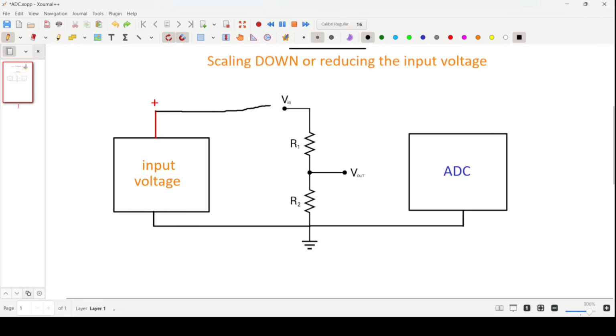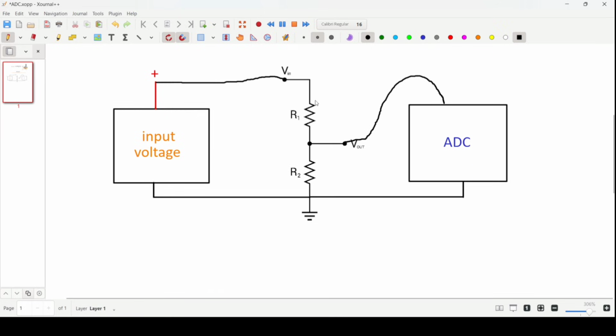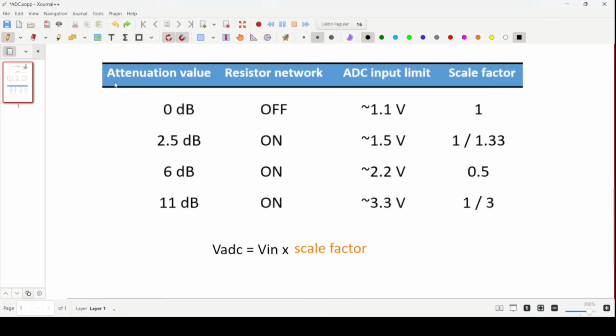So in this case this terminal is first connected to the Vin terminal of this voltage divider, and obviously the voltage value at this terminal Vout will be less than Vin, and then this Vout value is further fed into the ADC. So this resistor network is designed such that the voltage value at this terminal is always 1.1 volt. In this table 4 parameters are given: attenuation value, resistor network status, ADC input limit, and here this voltage is the maximum voltage limit, and the corresponding scale factor.